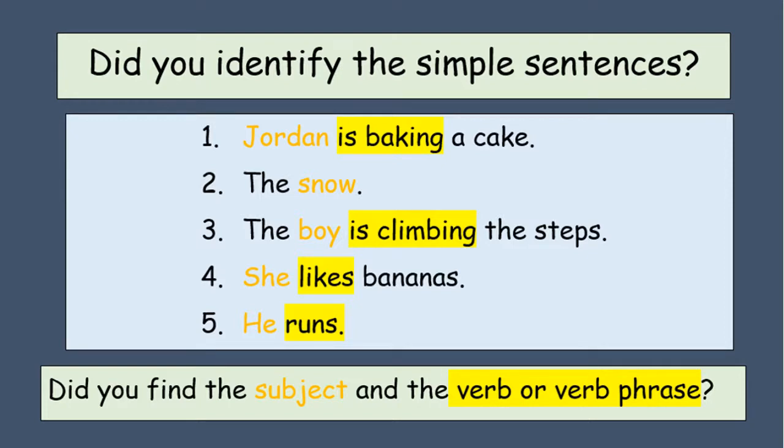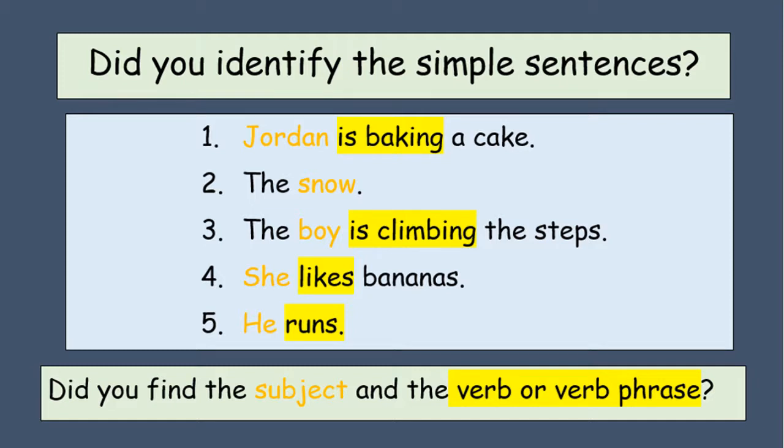Number 1. Jordan is baking a cake. So, let's find the subject first. So in this sentence, the subject is Jordan. Let's see if we can see the verb. So Jordan is baking a cake. So the verb in this sentence is baking and the word is. So it's actually a verb phrase. And Jordan is baking a cake is a complete thought. So yes, it's a simple sentence.